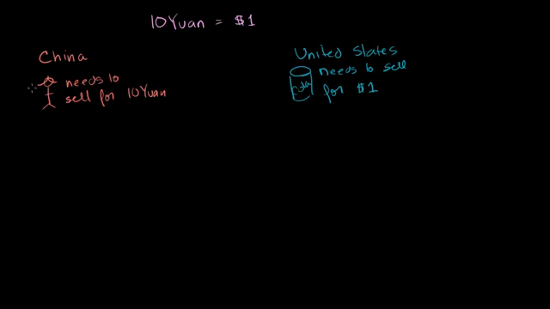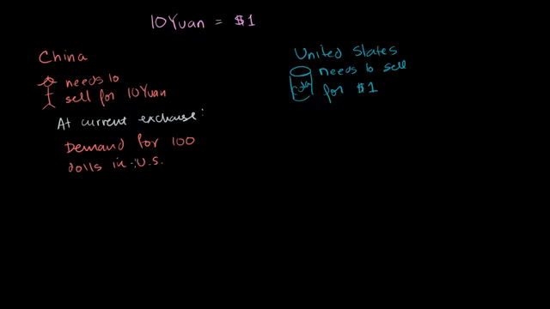So at the current exchange rate, for the doll guy, there's demand for 100 dolls in the United States. So what does that mean? That means that if he can sell these dolls for $1, which is equivalent to 10 yuan, then there are going to be 100 people in some time period, let's say a year or a month, who are going to be willing to buy the dolls at that price.